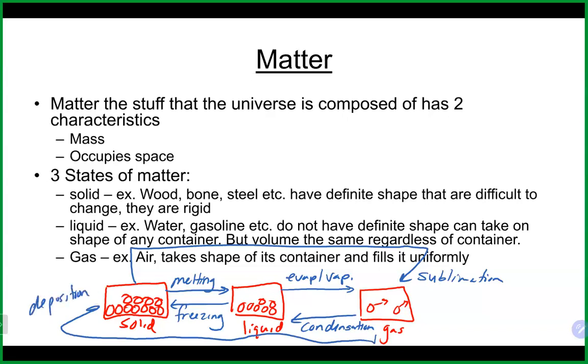So again, these are what are referred to as the transitions or phase changes that occur. And a lot of it involves an energy component. As we go from solid to liquid to gas, those are all processes that require energy to be absorbed. And that is an endothermic type of situation.